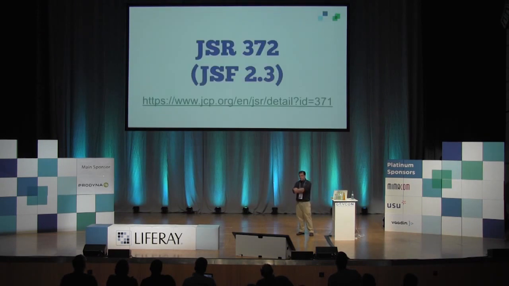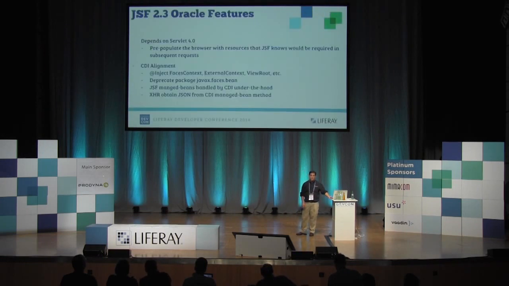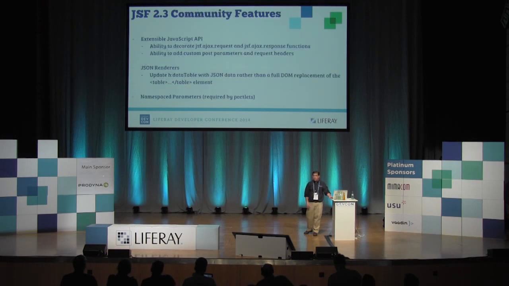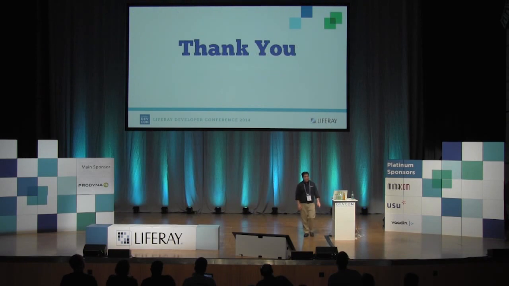And finally, JSR 372, which is JSF 2.3. We're going to have a dependency on Servlet 4 so that we can pre-populate the browser with resources that we know that the browser is going to request. We're going to have more CDI alignment, so you'll be able to inject the faces context and things like that. Getting Ajax back from a CDI managed bean. And also, we're going to hopefully fix the JavaScript API in JSF so that it can be decorated, potentially have JSON renderers, and for portlets, we want all the parameters to be namespaced. So that's it. I'm out of time.